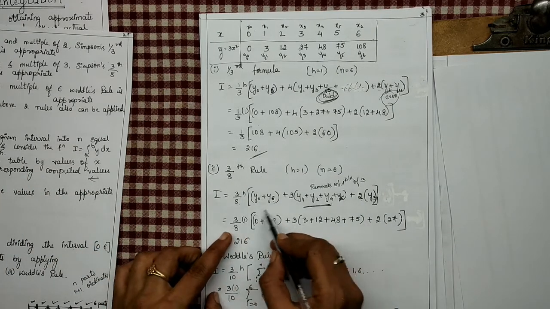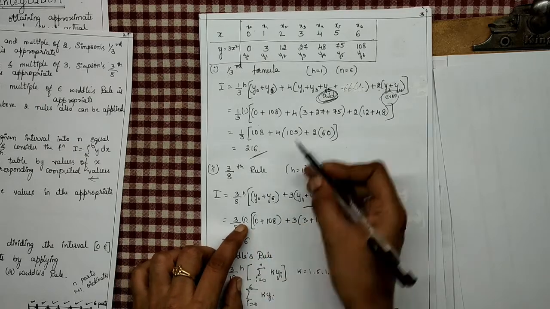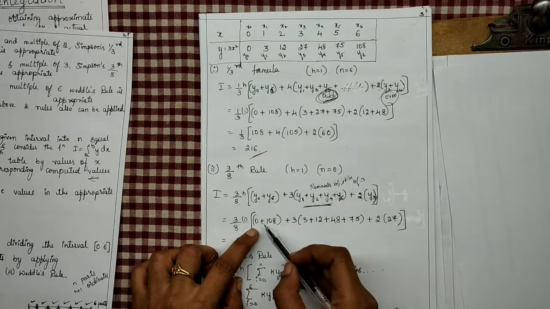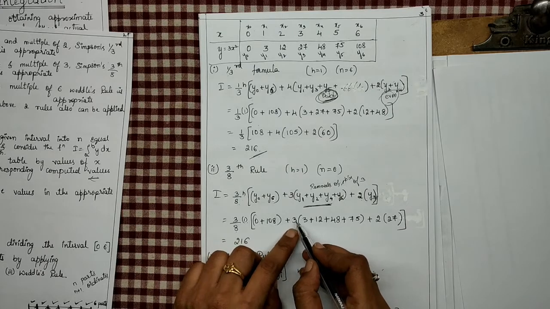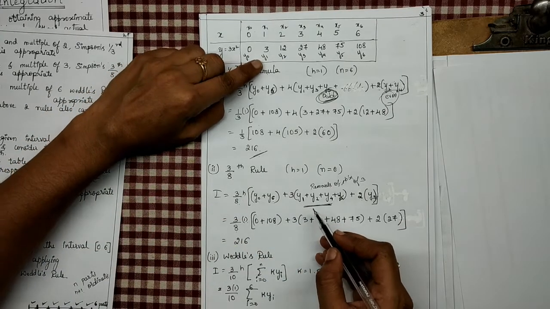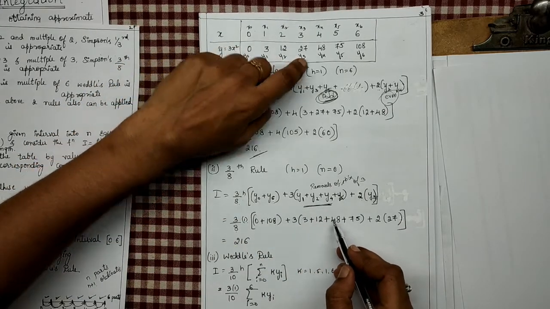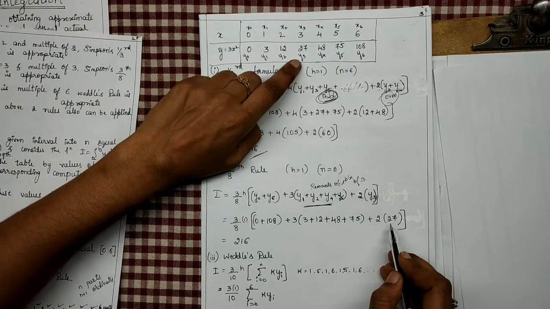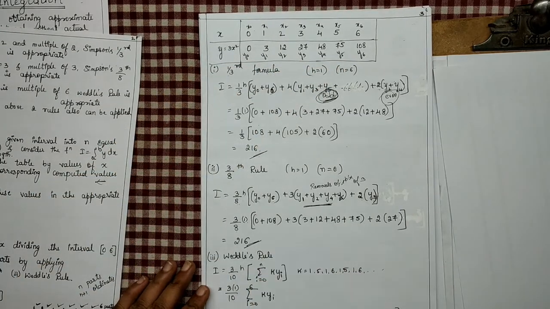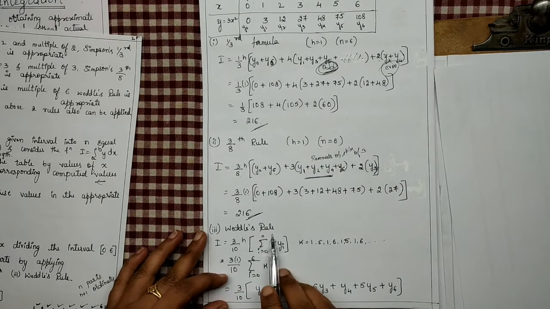Now just substitute the terms. 3/8 into h value is again 1 here. The step length is 1. y0 is the first initial value. y6 is the last value or the nth value, 108, plus 3 into y1 plus y2, y1 3 plus y2 12 plus y4, y5, y4 is 48 plus y5 is 75, plus 2 into y3 is 27. When you simplify this, you will get 216 again. The solutions are same. Now we'll go for the third rule, that is Weddle's rule.